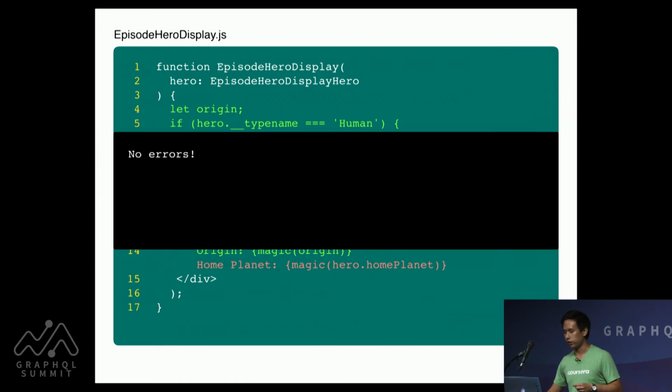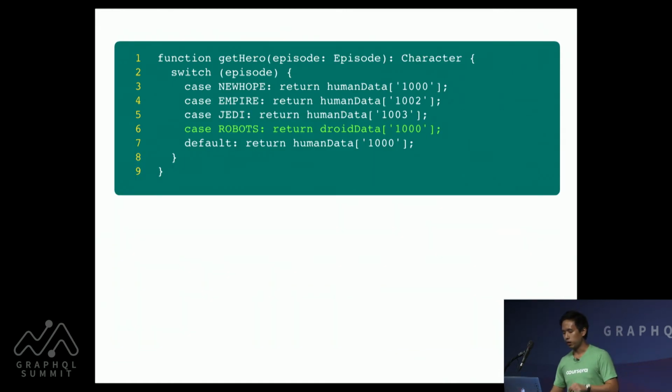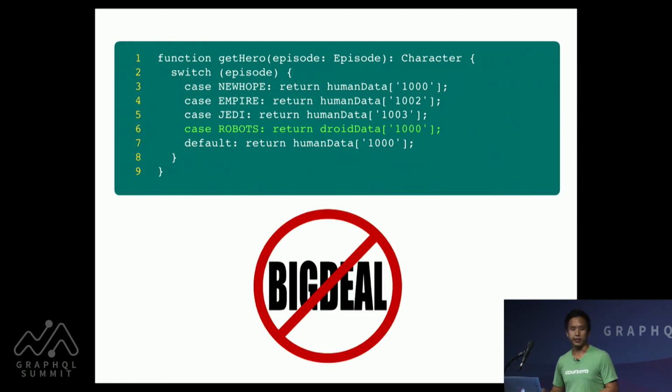And then if we were to run the type checker itself again, we would get no errors, right? So this all happens at the really beginning. Then someone else can come along and add this new episode where it returns a droid hero, and it's not a big deal, right? Nothing breaks because we have the types defined in the schema itself, propagating all the way to our clients, and we satisfied all the needs defined by those type definitions.